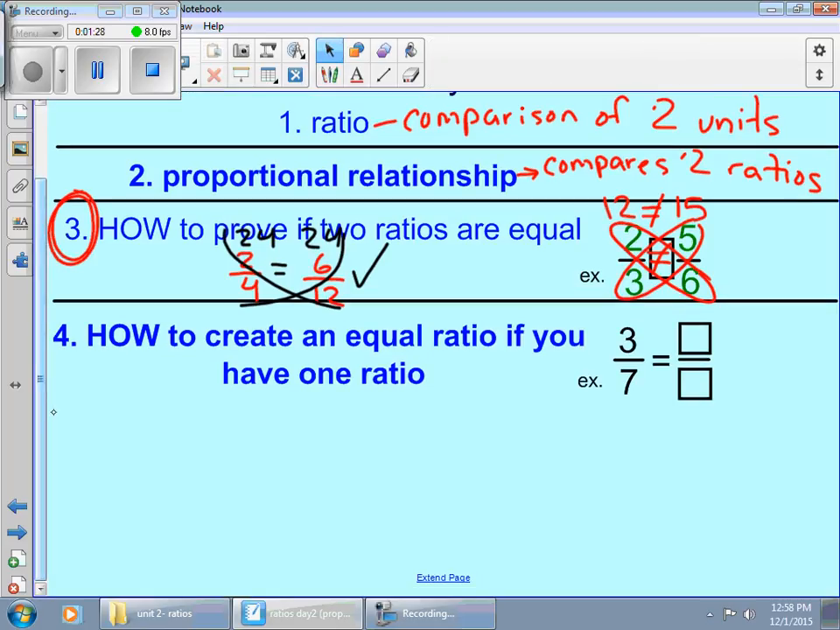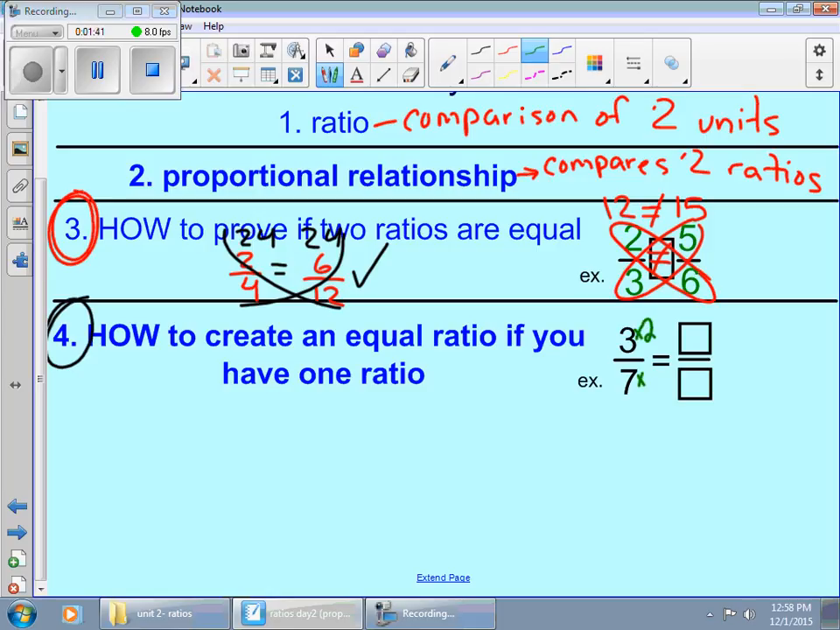So now, step 4 says how to create an equal ratio if you have one ratio. So here I have a ratio of 3/7. One way that you can create an equal ratio is by multiplying top and bottom by any same number. So I'll start with times 2, and this will become 6 over 14. So now I know 6/14 is equal to 3/7.